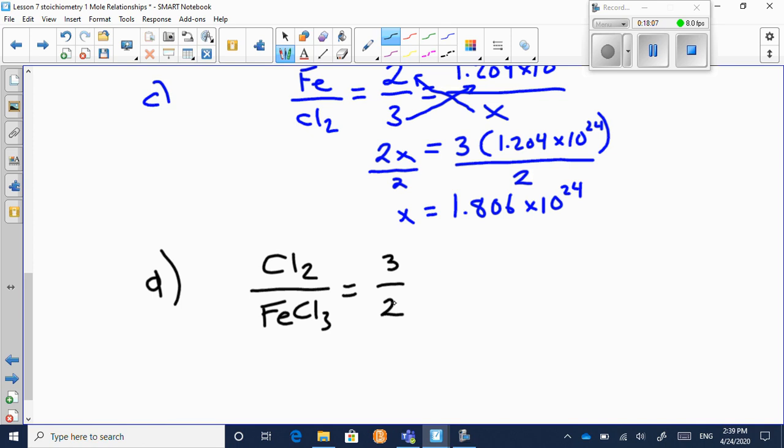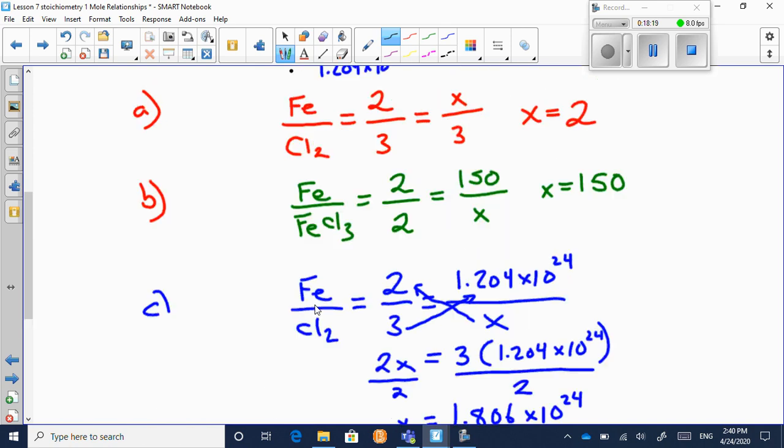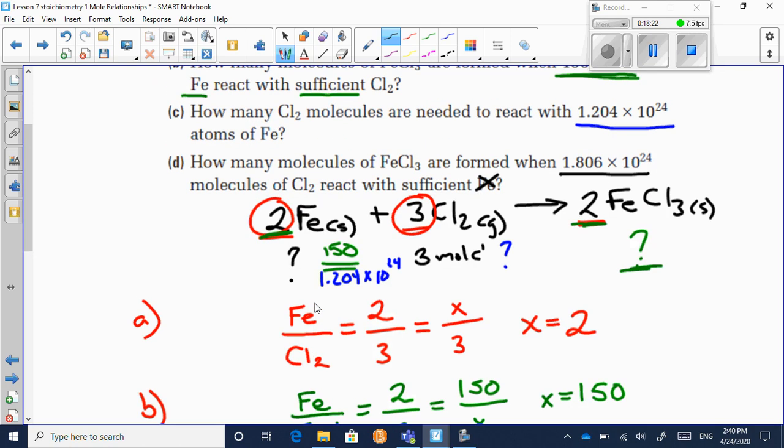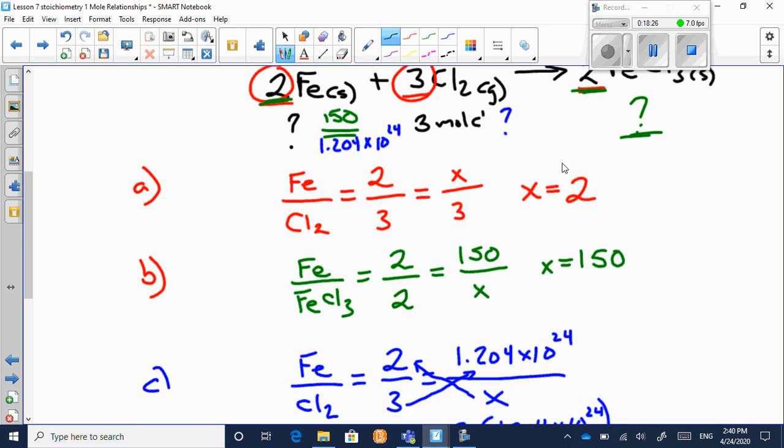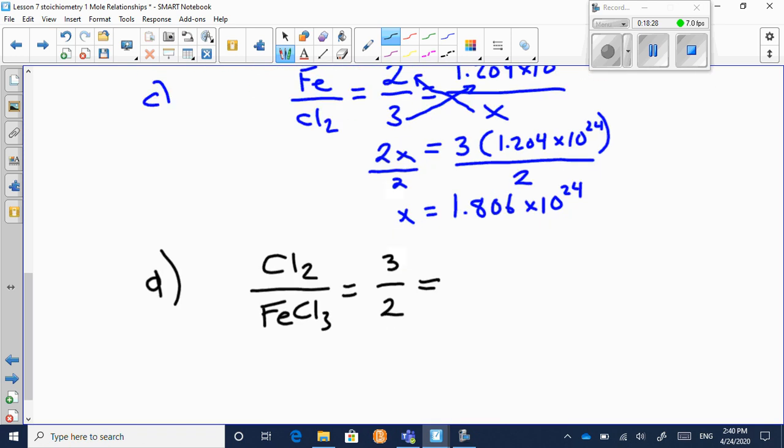I often get asked that by students. Does it matter if I put FeCl3 on top? It doesn't, as long as you put these in the right place. So there are 3 Cl2s in the balanced equation, 2 FeCl3s, but the question tells me I've got 1.806 times 10 to the 24 molecules of Cl2, so 1.806 times 10 to the 24 over x.